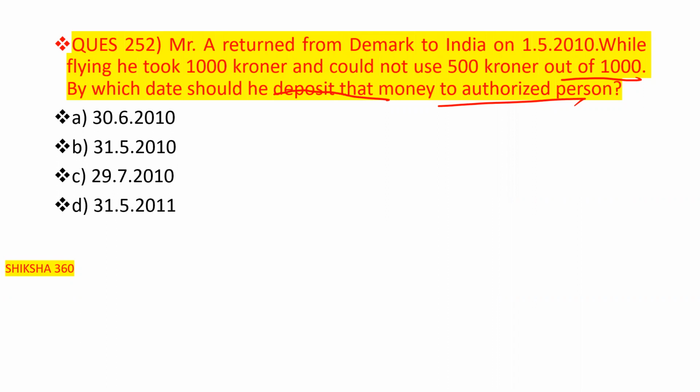There are some dates mentioned, so please tell fast. What is the correct answer in that case? 30th, that is, this is within 60 days. This is 30 days. And this is 90 days.